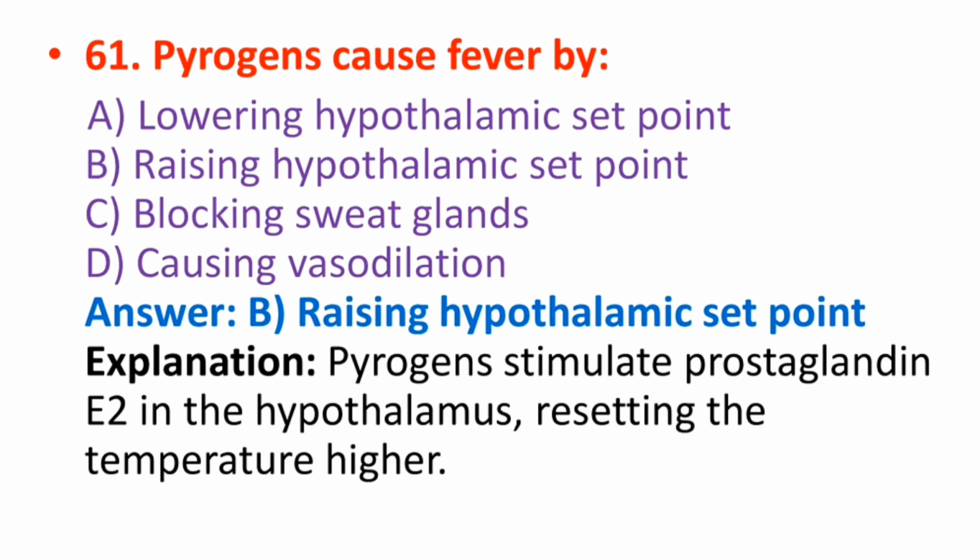Pyrogens cause fever by option A, lowering hypothalamic set point. Option B, raising hypothalamic set point. Option C, blocking sweat glands. Option D, causing vasodilation. The correct answer is option B, raising hypothalamic set point. Pyrogens stimulate prostaglandin E2 in the hypothalamus, resetting the temperature higher.